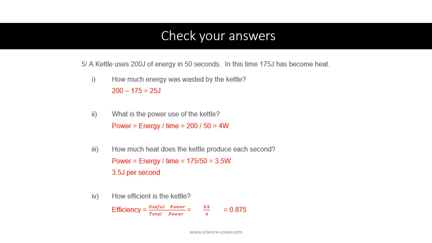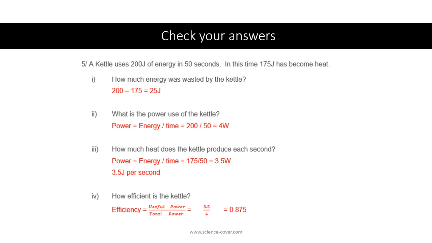How much heat energy does the kettle produce each second? Well, this is working out the power of the heat energy. So again, its power is energy divided by time. So that's 175 joules in 50 seconds. So 175 divided by 50 gives us 3.5 watts, which means that you make 3.5 joules per second.